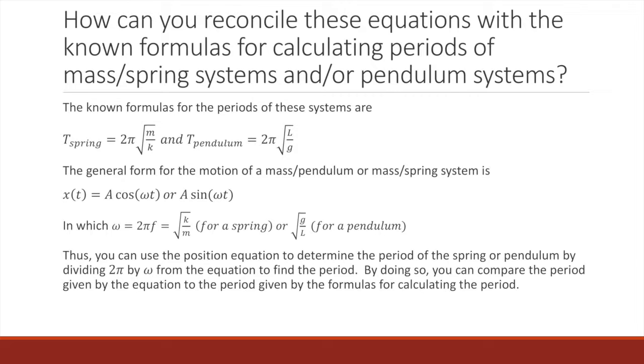Thus, you can use the position equation to determine the period of the spring or the pendulum by dividing 2 pi by the angular velocity from the equation to find the period. By doing so, you can compare the period given by the equation to the period given by the formulas for calculating the period.